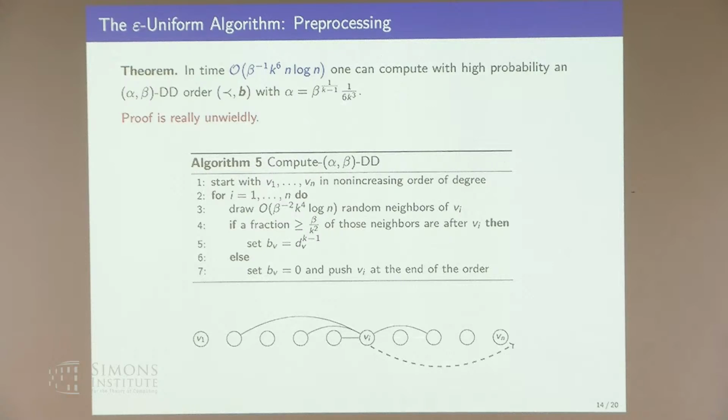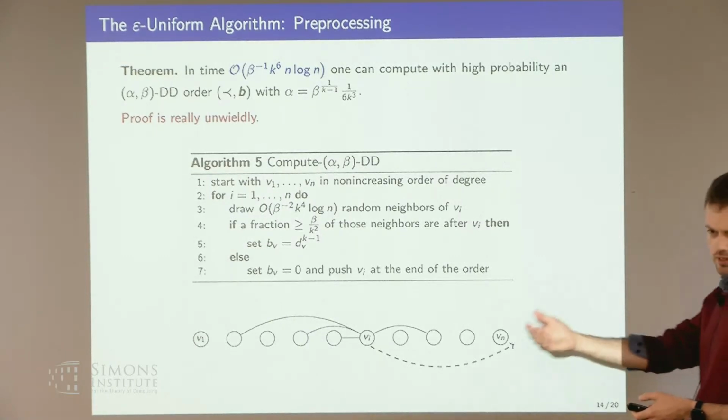But the idea is that I start with a candidate total order, which is just the ordering by the degrees of the vertices. So I take the vertices in non-increasing order of their degrees, and then I say, okay, maybe this is the right order. Let me test it.